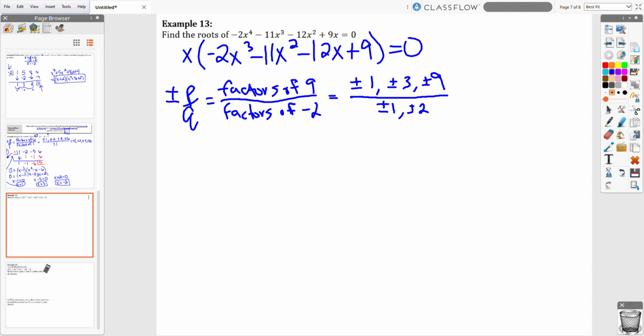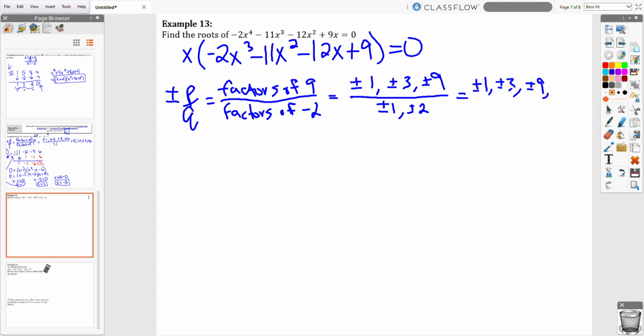So this one, when you list your p's and q's, is a little bit trickier than the last example because you actually have 2 numbers on the bottom here. So you have to divide every single factor on top by every single factor on the bottom. All right. So I always divide all of my factors on top by the 1 first. So 1 divided by 1 is 1. And then on the top, 3 divided by the 1 on the bottom is 3. And then 9 divided by 1 is going to be 9.